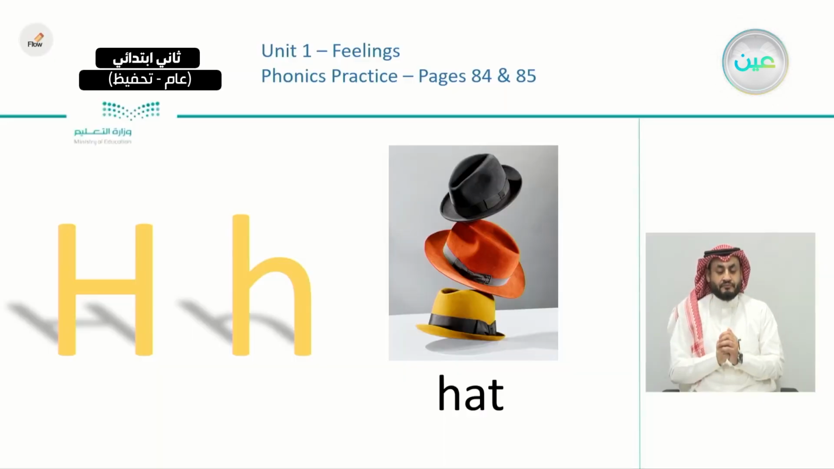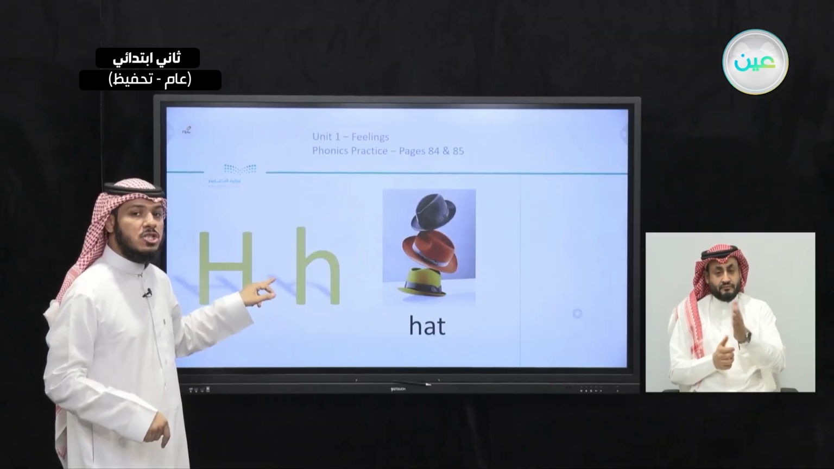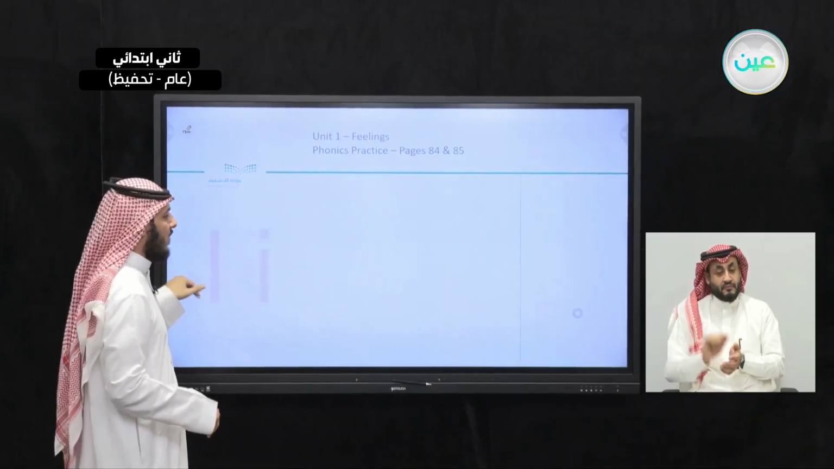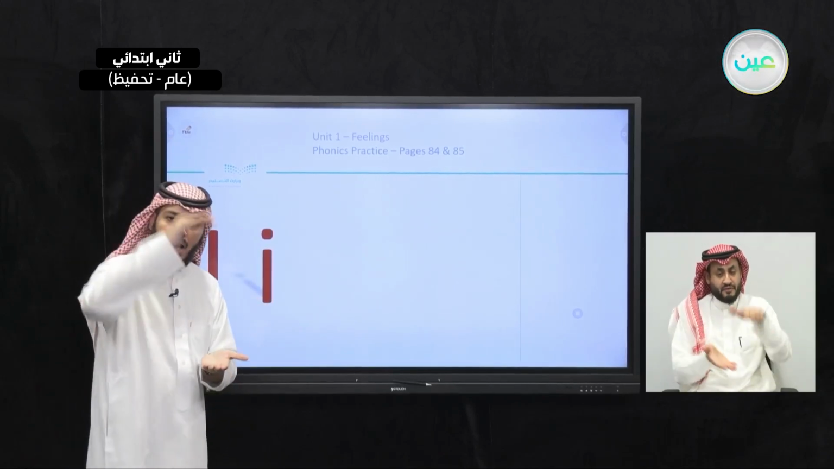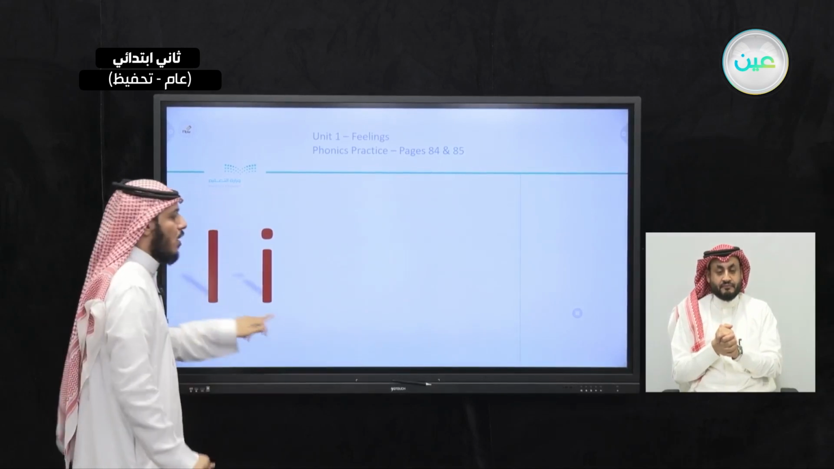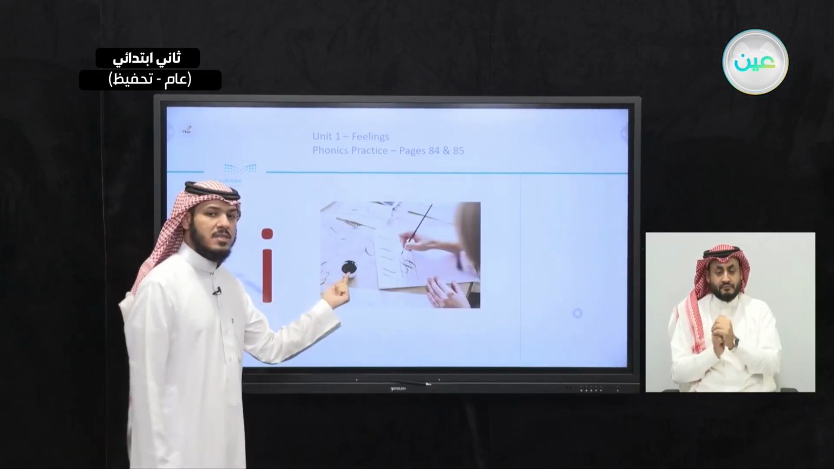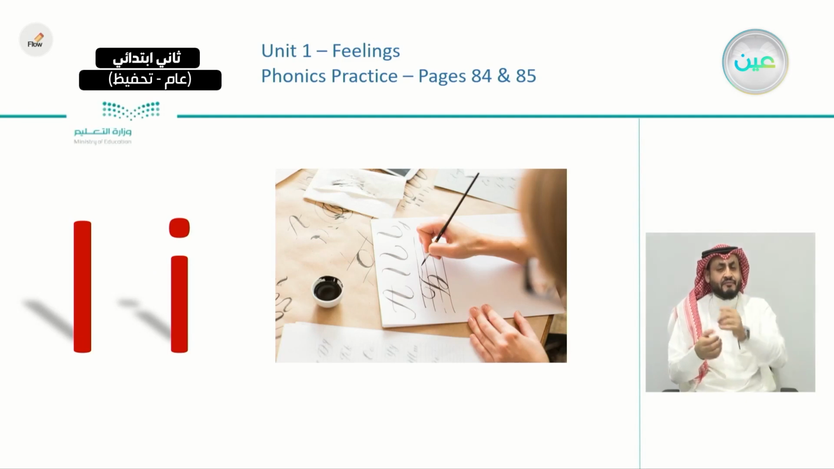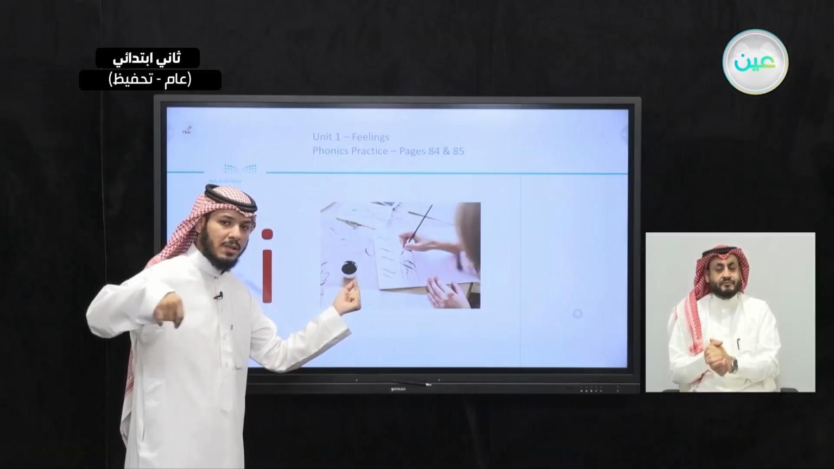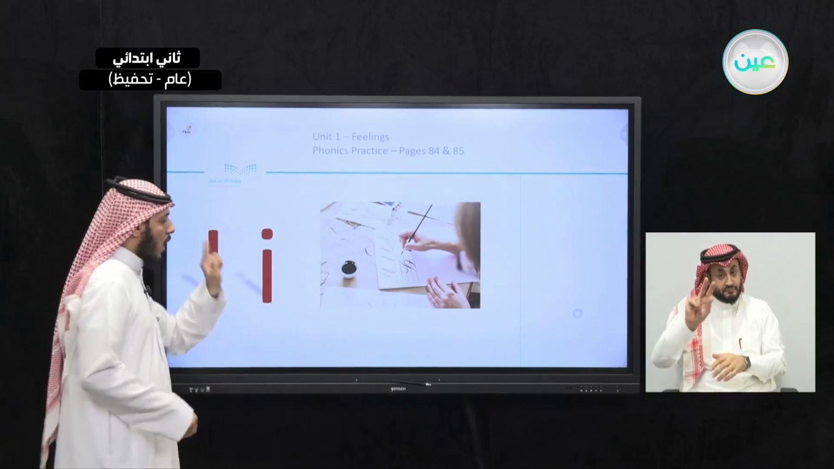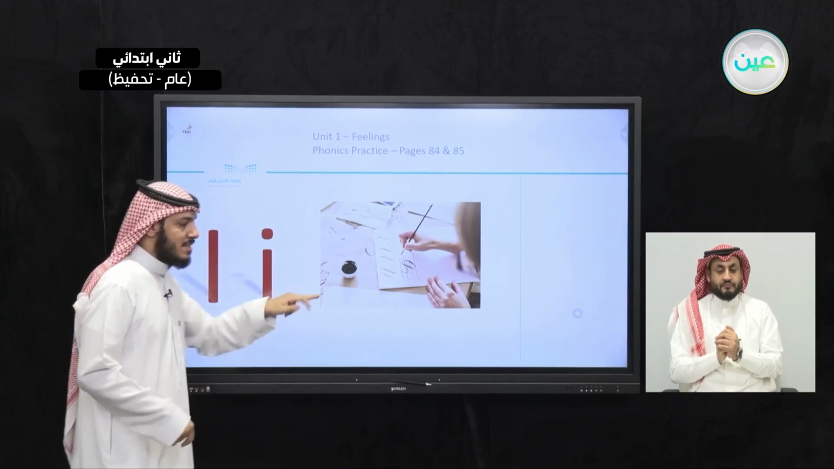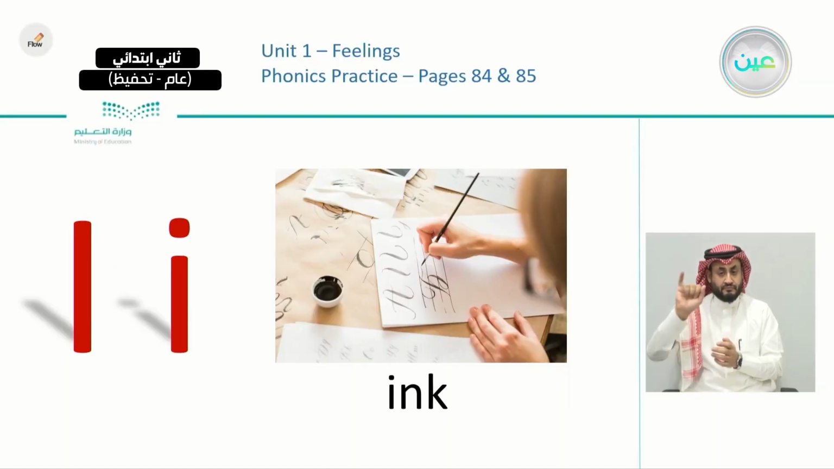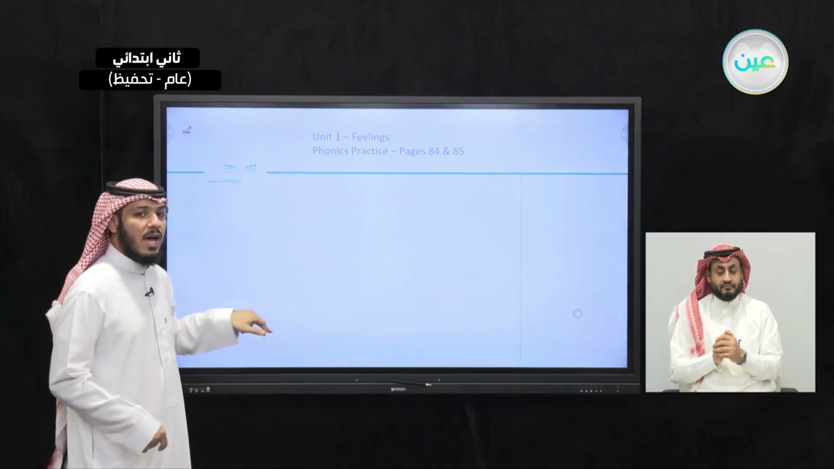Perfect. Hat. What after the letter H? We have, yes, perfect, we have I. I in capital and I in small. Excellent. What is this black one? Can you tell me? We use it to write with a pen. Let's say it together. So I says ink. Perfect. Again, I says ink. Perfect. Ink.